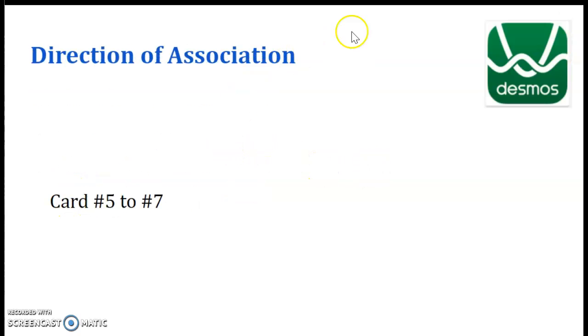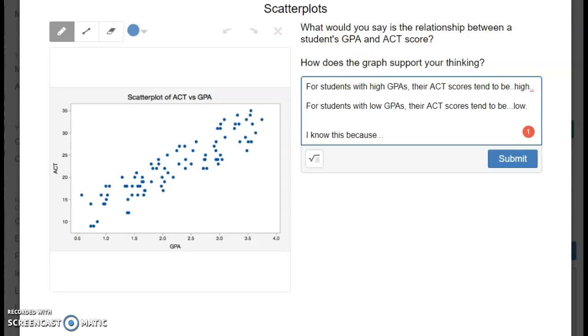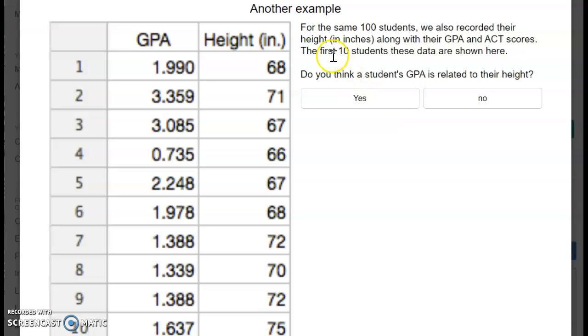So then we are going to go on to card number 5 to 7. All right, so then card number 5 to 7. For the same 100 students, we also recorded their height along with their GPA and ACT score. All right, so we recorded their GPA and their height. Do you think students' GPA relates to their height? Do you think if a student was tall, maybe they would do better in school? Or do you think if the students were short, they would do better on their school work? So do you think there is any relationship between those two? Okay, so yes or no, it's an opinion question.